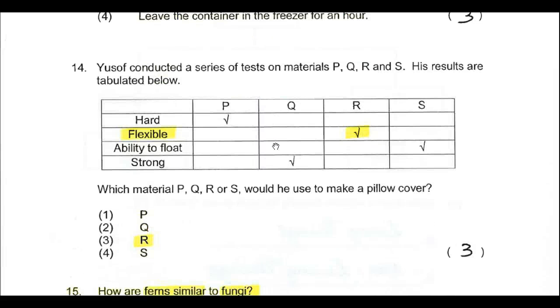14. Yusuf conducted a series of tests on these 4 materials, P, Q, R, S. Which of these materials will be used as a pillow cover? Do you need a hard pillow cover? Is it strong? Is it necessary? The best is flexible. That is the best answer. Unless you are sleeping on the water, then you need something to float. If not, this is the normal way of using a pillowcase.